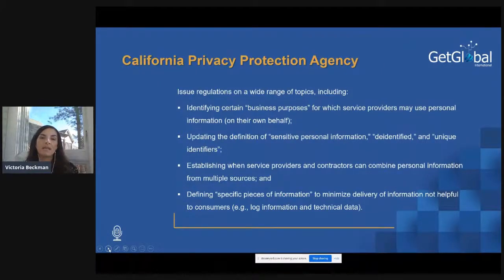It will have to update and define the definition of sensitive personal information, what's identified, and unique identifiers, establishing when service providers and contractors can combine that personal information from multiple sources. As I mentioned, there is that restriction, but there are some exceptions. The CPPA will have to explain that. And defining specific pieces of information to minimize delivery not helpful to consumers. So as I say here, an example is technical data.